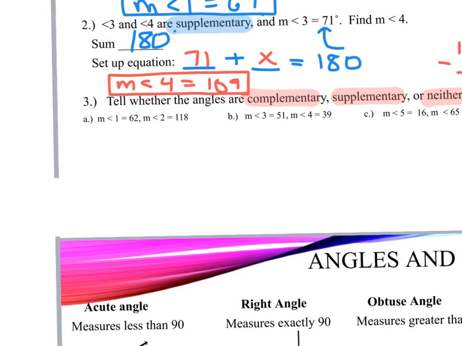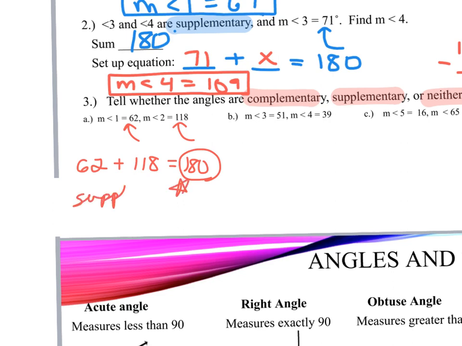I have 62 is my first angle, 118 is the second angle. Well, let's get the total sum here. 62 plus 118, total it up, 180. Okay, if it's 180, you know that is supplementary. I'm just going to abbreviate, supplementary.